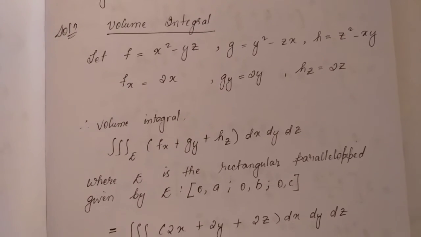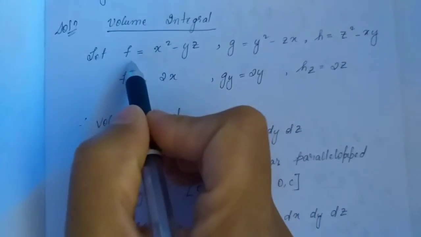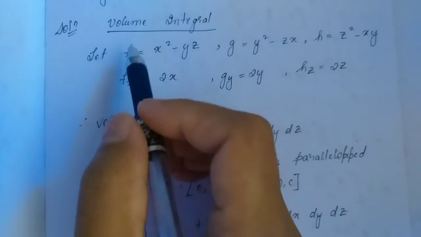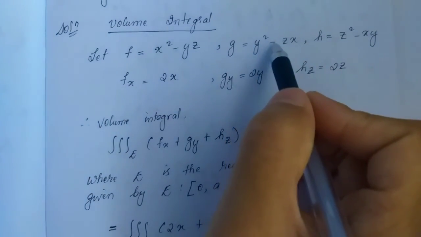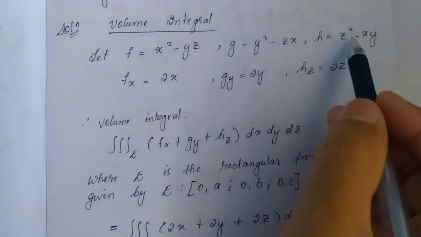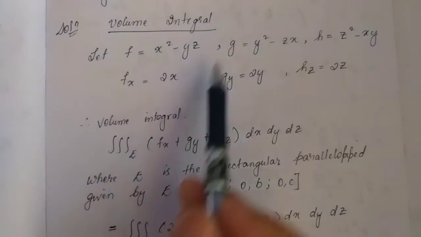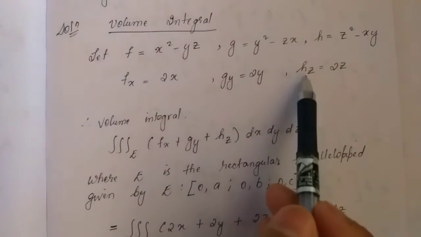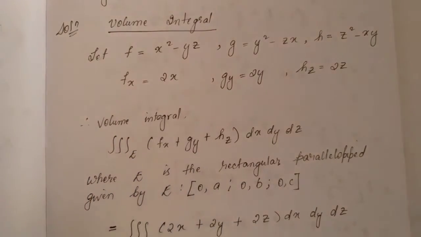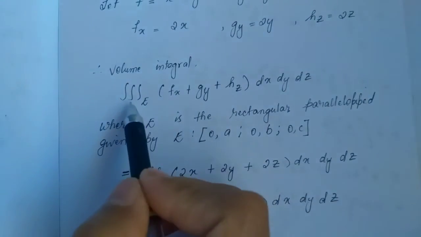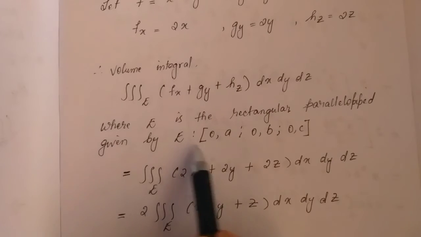So here we first find the volume integral. I will not show you everything. From the question we have f equal to x squared minus yz, g equal to y squared minus zx, and h equal to z squared minus xy. You find the partial derivative of f with respect to x, of g with respect to y, and of h with respect to z. Then you find the volume integral using Gauss theorem. You have this as a formula, where E is the rectangular parallelepiped given by this one.